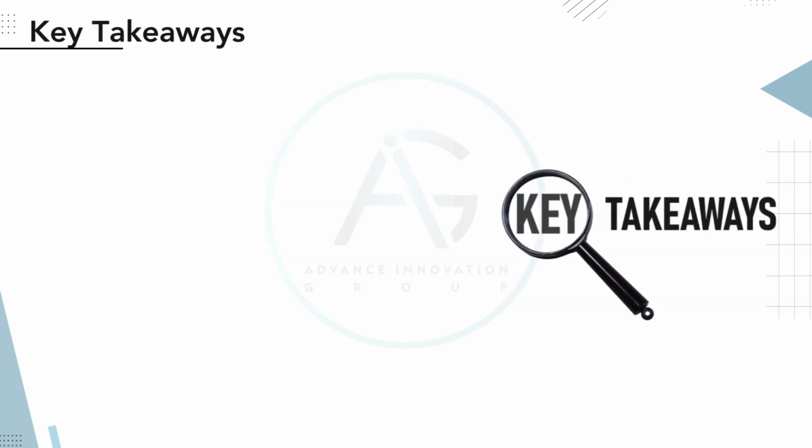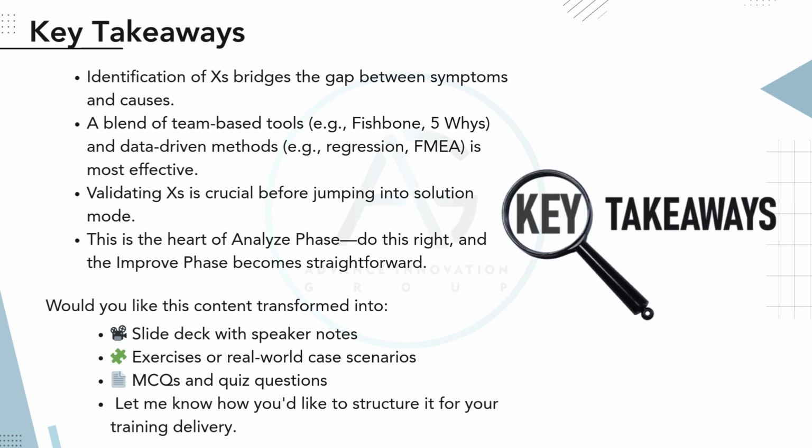Key takeaways. Identification of X's bridges the gap between symptoms and root causes. Using a blend of team-based tools like Fishbone and 5 Whys, along with data-driven methods like regression and FMEA, is the most effective approach. Validating the X's is critical before moving on to solutions. This is the heart of the analyze phase. Get this right, and the improve phase becomes much easier and more focused.